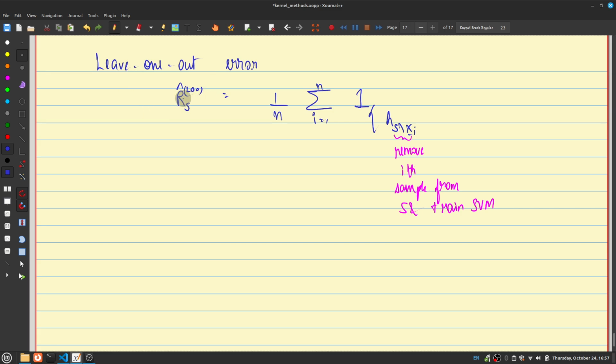So now to get the leave one out error, for every i, I remove the ith sample from the training set and train an SVM. So I get an SVM that I call h_{S minus xi}. And I see how this performs on xi itself. Is it equal to yi or not? If it's equal to yi, then great, I don't count anything. If it is not equal to yi, that is, I misclassify the ith point, if the ith SVM misclassifies the ith point, then I count that as a 1 in the error, or a 1 by n in the error.